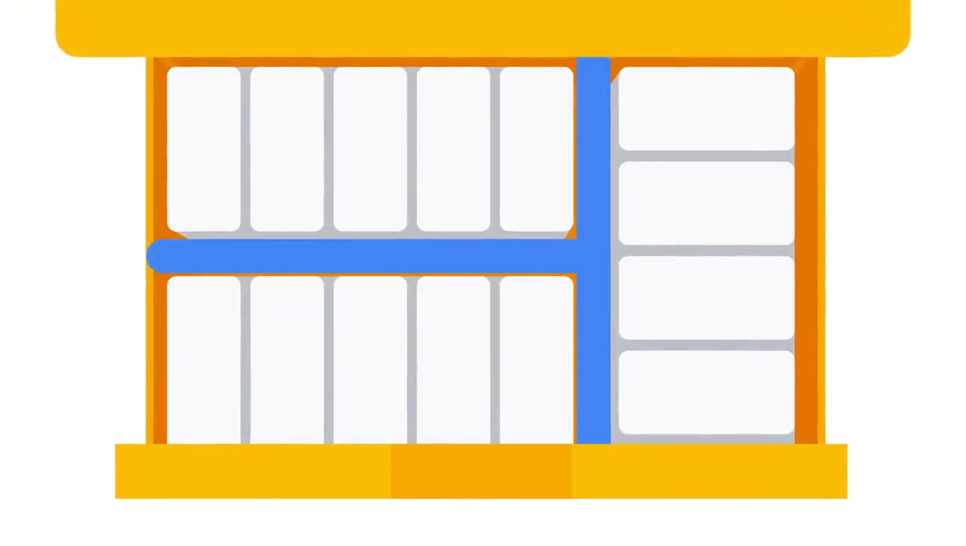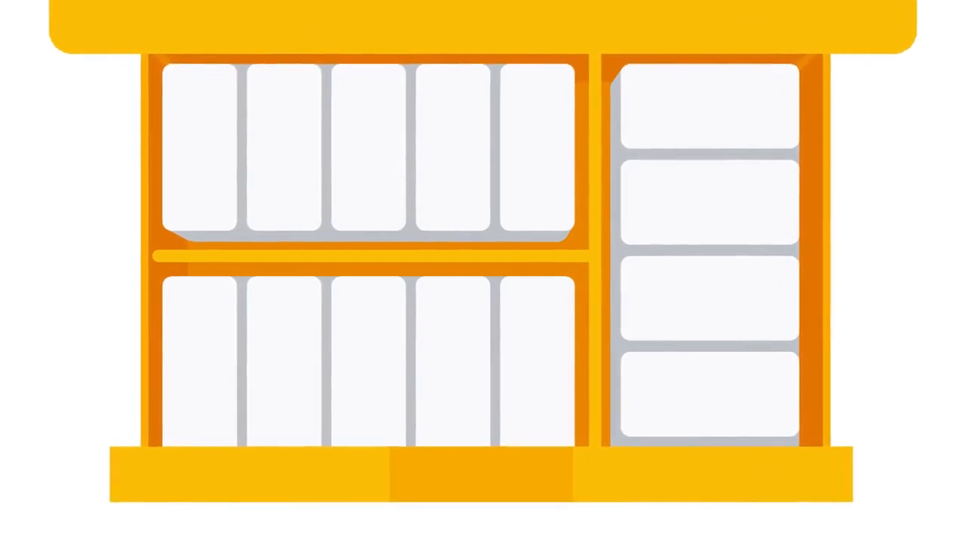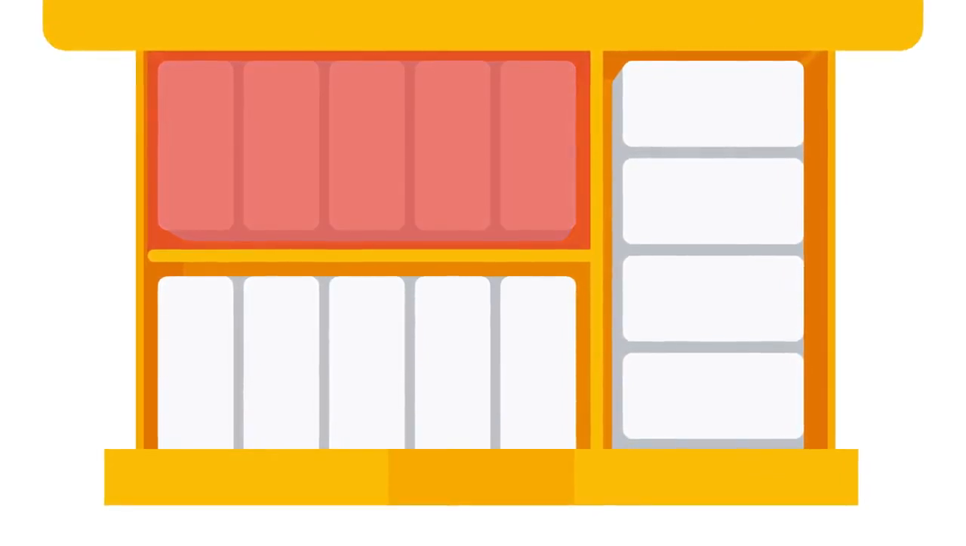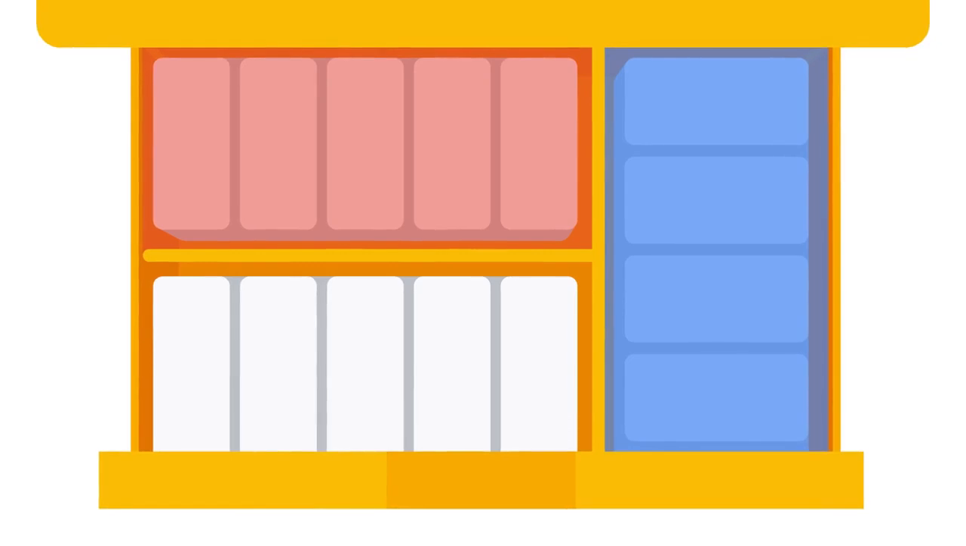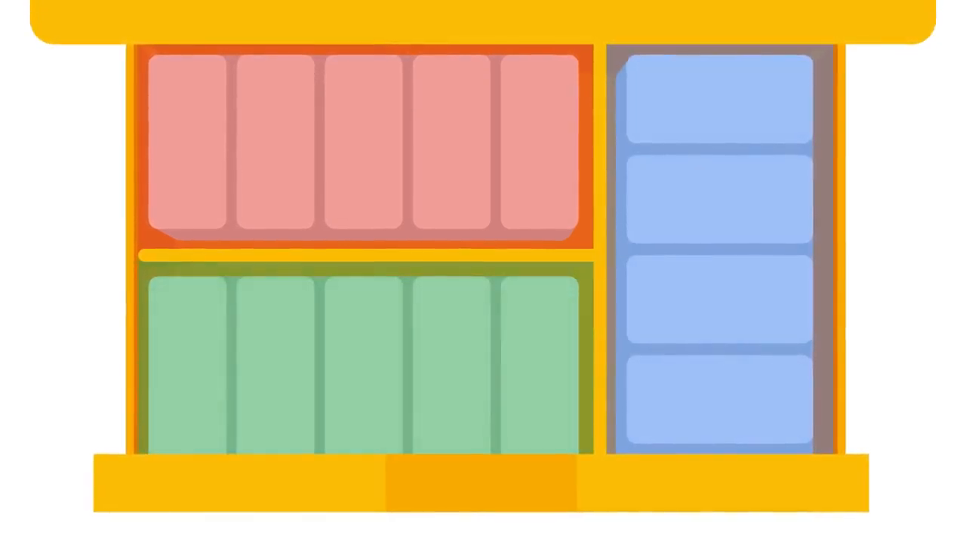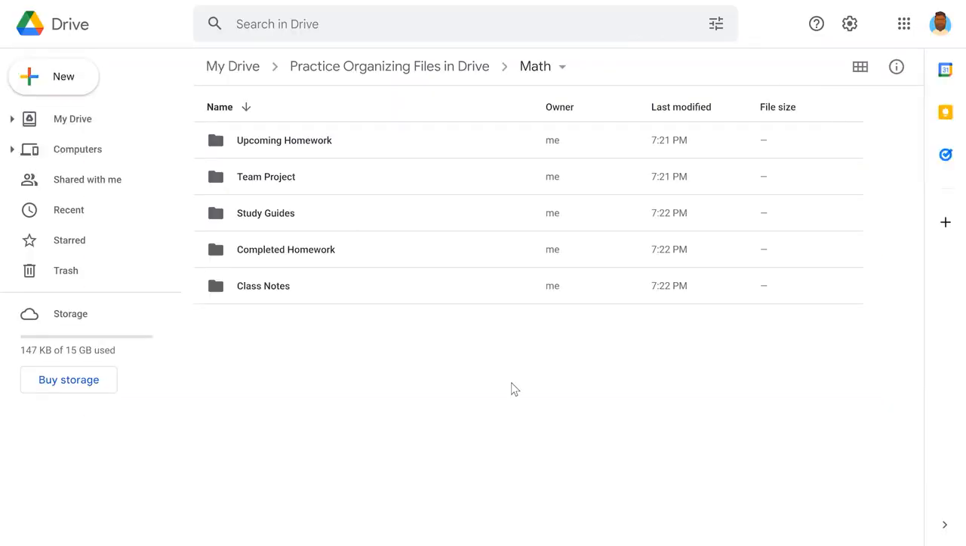In the dresser example, think of subfolders like drawer dividers. One section of your shirt drawer could be for t-shirts, another section might be for long-sleeve shirts, and another section could be for tank tops. Even though there are 3 different sections, they are all part of the same shirt drawer. In Drive, you could have a folder for your math class with subfolders inside for class notes, group project materials, and study guides and test preparation.